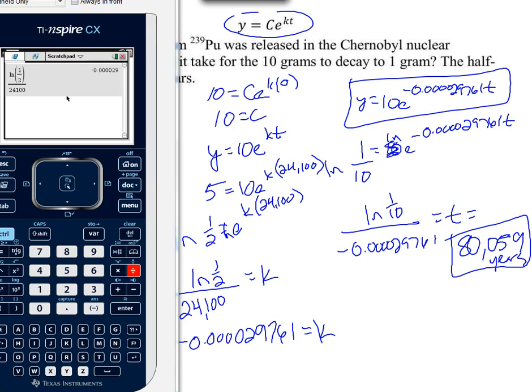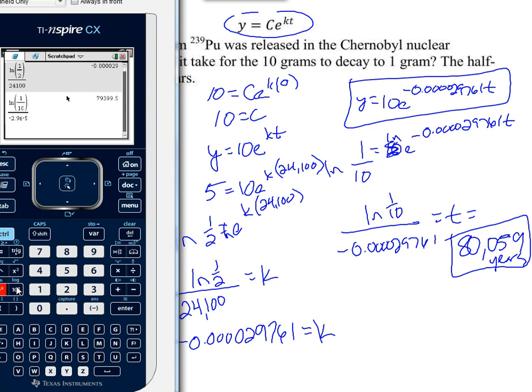All right, so just to show you the difference, if I call that just negative 0.000029, and then I go ahead and do that division right here. So I'm going to take the natural log of 1/10, and then get outside the parentheses, divide by that rounded answer, negative 0.000029. Look at how different that answer is. I mean, it's in the same ballpark, 80,059 compared to 79,399.5. They're close to each other, but they're vastly different.